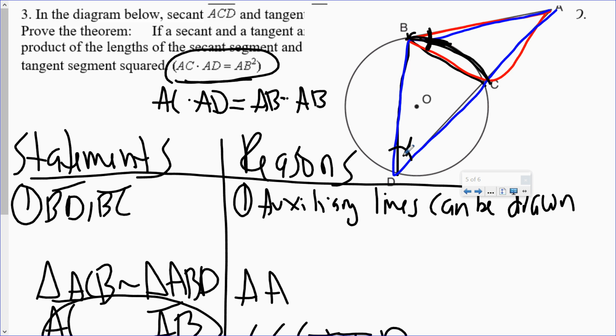My second thing, reflexive property. That angle is in both the red and the blue. So can I fit this in here? I'm going to try. I've got angle BDC is congruent to angle ABC.